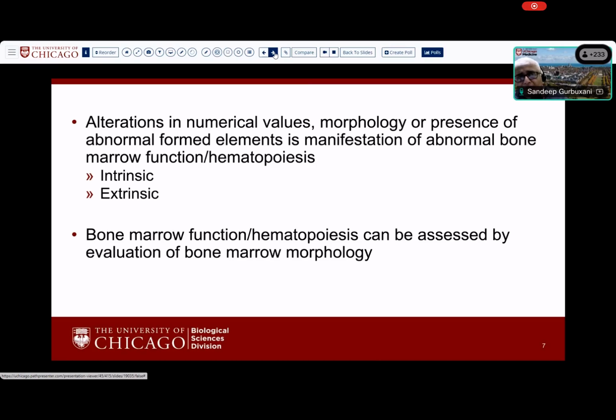And then the trigger for doing a bone marrow evaluation on an individual is alterations in the numerical values in the peripheral blood. And sometimes that numerical value alteration results in assessment of morphology of peripheral blood, where we can identify abnormal elements. So immature cells that don't normally belong in the peripheral blood can be present. These would be cells like blasts or nucleated red cells or other cells.